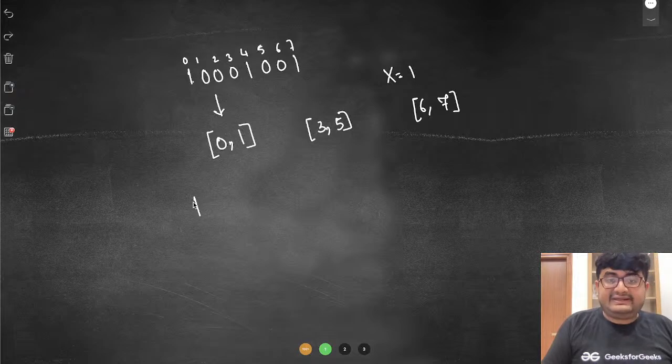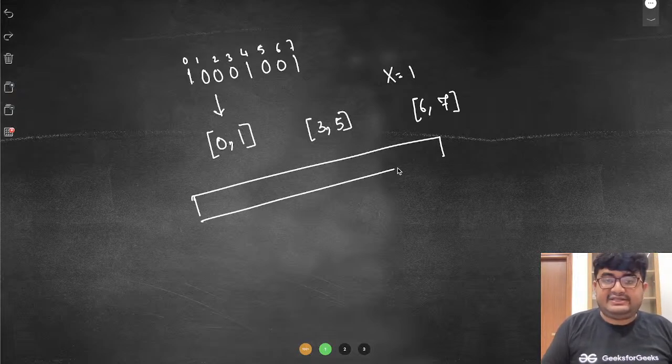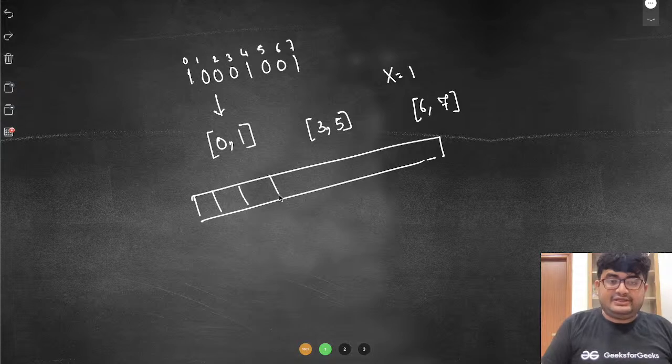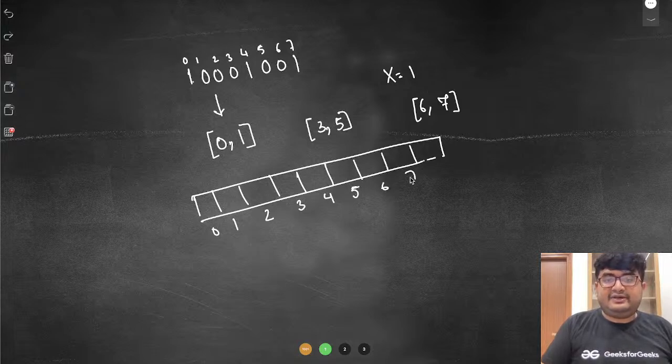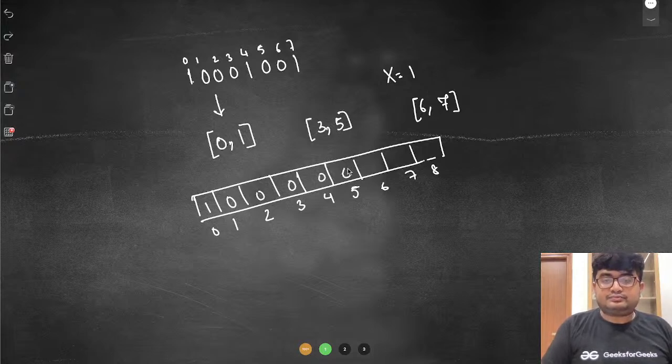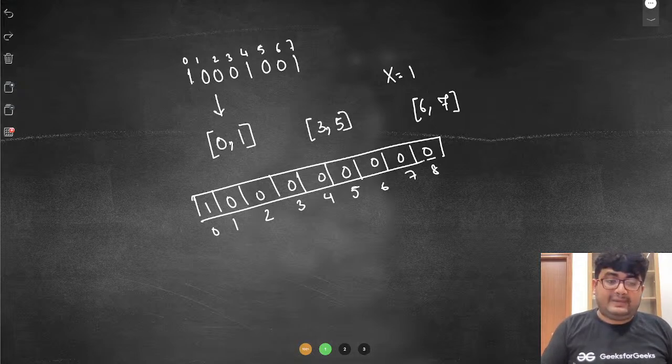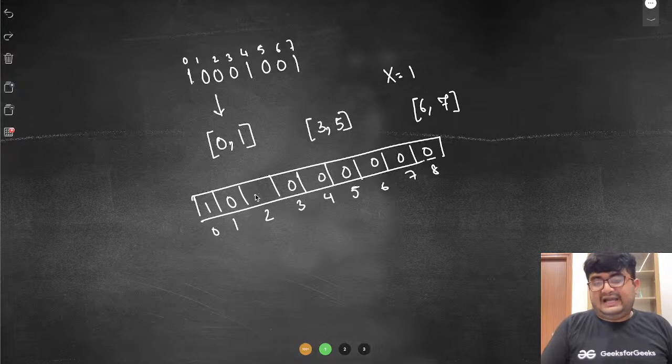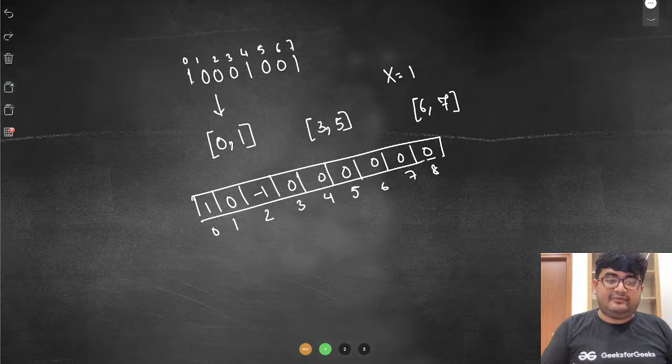So we'll take this table. Initially everything is 0, with indices 0 1 2 3 4 5 6 7 8. So what we'll do: A of 0 plus plus, so that becomes 1 and others will be 0 initially. A of 1 plus 1, that is 2, A of 2 minus minus. Again 3: A of 3 plus plus. 3 is 0 right now, so 3 will become 1.